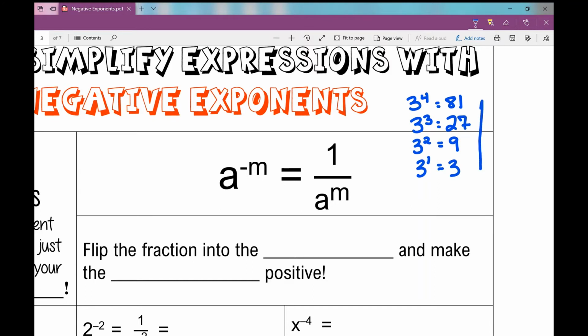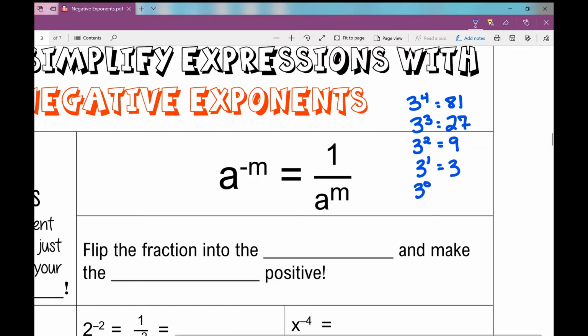So what do you notice is happening as this exponent gets bigger and bigger? The value of the number gets bigger very rapidly. Jumps from 3 to 9, then 9 to 27, then 27 to 81. Okay, so let's see. What would happen then if my exponent gets smaller?